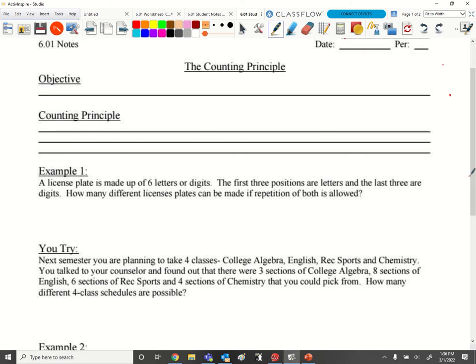So example 1 says the license plate is made up of 6 letters or digits. So start with this. 1, 2, 3, 4, 5, 6. The first 3 positions are letters, and the last 3 are digits. How many different license plates could there be if repetition of both is allowed? So repetition, what does that mean if repetition is allowed? I could just use that same one. I could have BBB 888, right? So I want different combinations now.